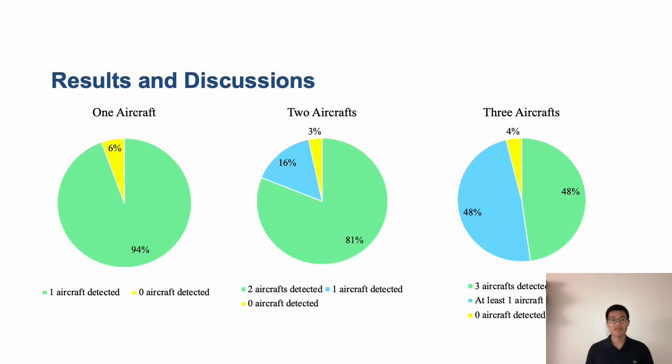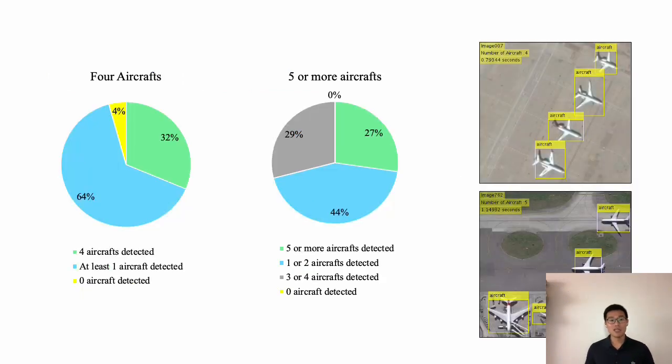When we move on to two aircraft, the ability to detect all aircraft in the image drops to 81%. 16% of the time it is only able to detect one, versus 3% of the time it's not able to detect anything at all. Further, when we increase it to three, the accuracy of detecting all three aircraft drops to 48%, whereas 48% of the time it is able to detect at least one, compared to 4% of the time it couldn't detect anything at all. And with four, the ability to detect all aircraft dropped to 32%, whereas 64% is able to detect at least one, and 4% of the time none will be detected.